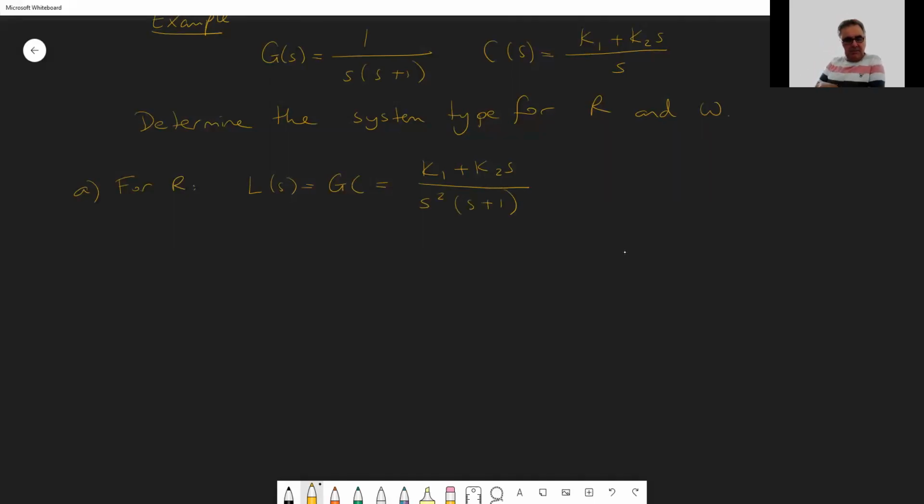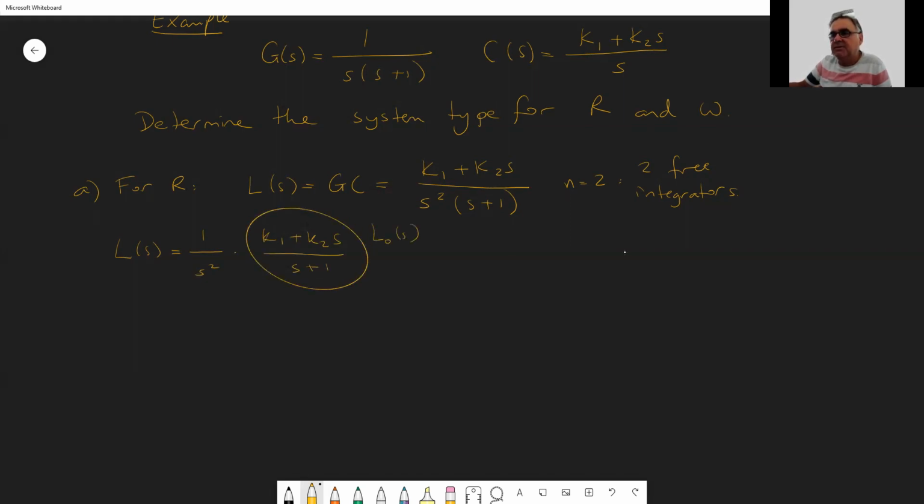Okay, this is the case where you have two free integrators, n equals 2, as you see. And actually, L of S can be written as 1 over S squared times (K1 plus K2S) over (S plus 1). We can call this L0 of S if you like.